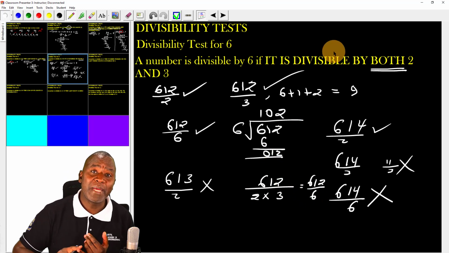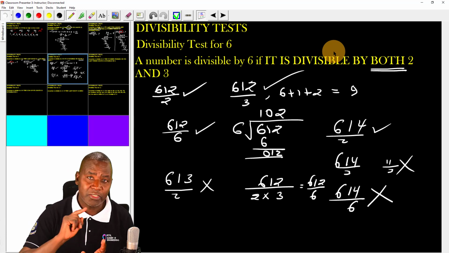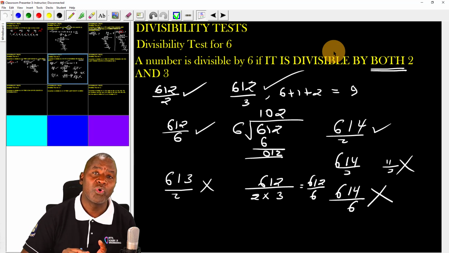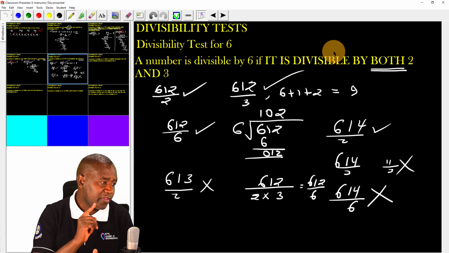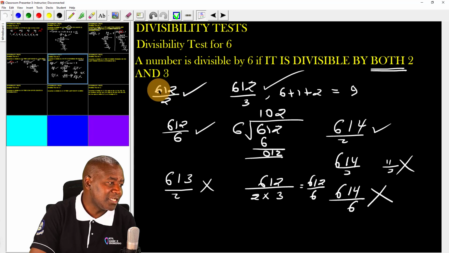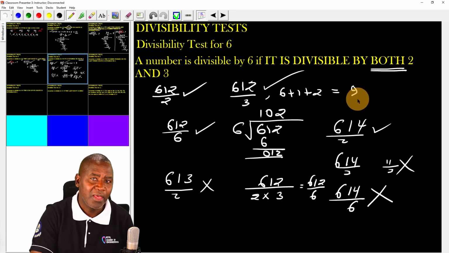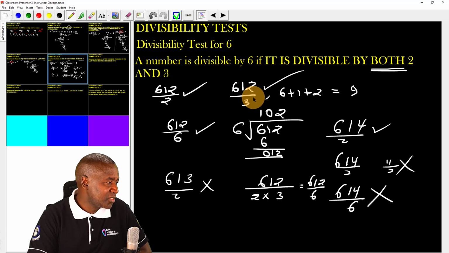Is it divisible by 2? If that is a tick, don't stop there. Go ahead with the same number. Test whether it is divisible by 3. Remember, the divisibility test for 2 is that the last digit must be even or 0. The divisibility test for 3 is that the sum of its digits, 6 plus 1 plus 2, must be divisible by 3. And that is exactly what we did. I hope we are together so far.